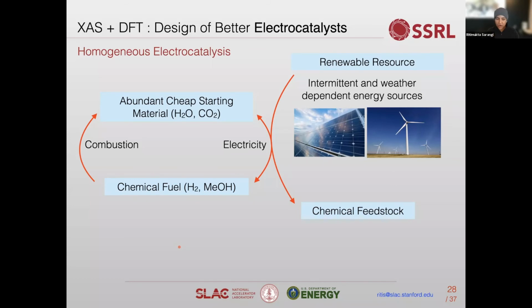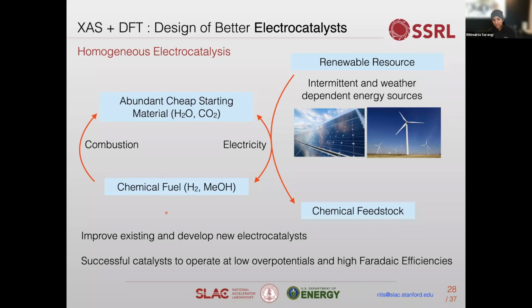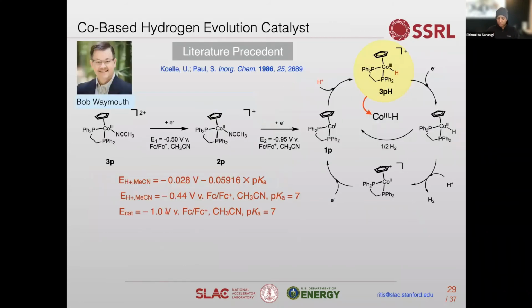And that's a very promising technology where you can take renewable sources, which are intermittent and weather-dependent energy sources, and convert them to chemical fuels, which can be used whenever we want. And the idea is to improve and develop new electrocatalysts. The key is that successful electrocatalysts operate at low overpotentials and high Faraday efficiencies. Again, I rushed through this introduction, but we don't have enough time.